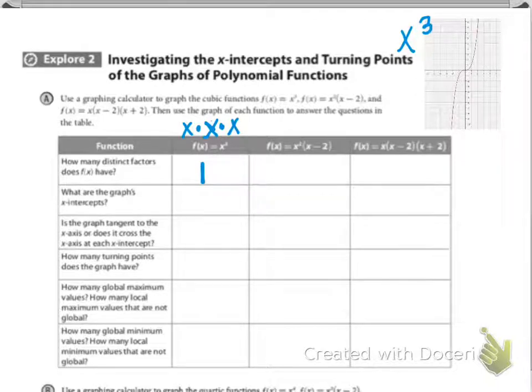What are the graph's x-intercepts? Well, when I look at this graph, the x-intercept is right here, and it just crosses one time, at 0. Is the graph tangent to the x-axis, or does it cross the x-axis at each intercept? Well, this actually does cross on through, right? It actually passes through and then goes to the other side of the x-axis. So it crosses.